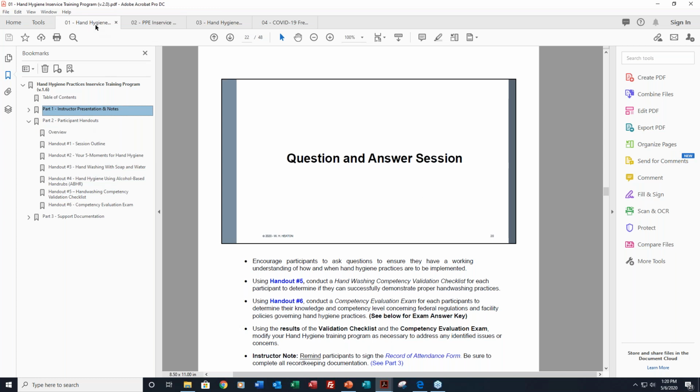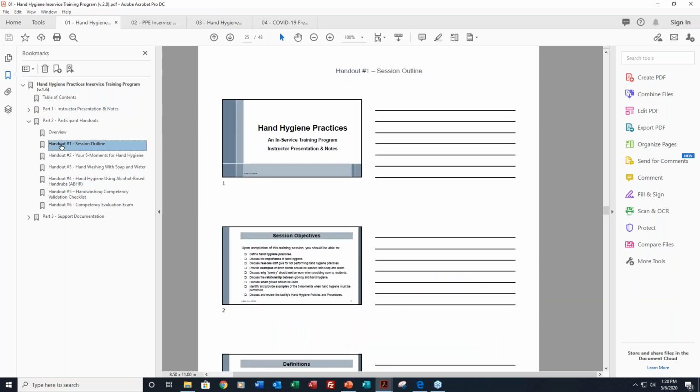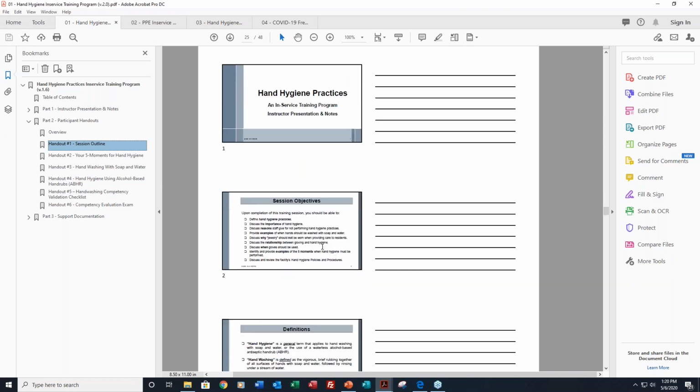So what you're going to have in these lesson plans and in-service training programs is all the data in one file. If you're looking at all of the handouts, the first handout is your session outline. This is a scaled down version of your slides where your staff can make notes. And it's the exact same information that's on your presentation notes. The only thing that's missing are the notes. So if you want your staff to have a copy of what you're teaching from your training program, these slides are identical to what you're teaching.